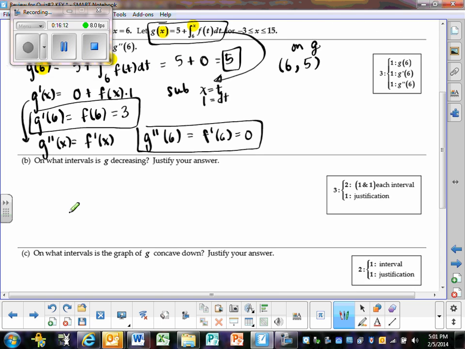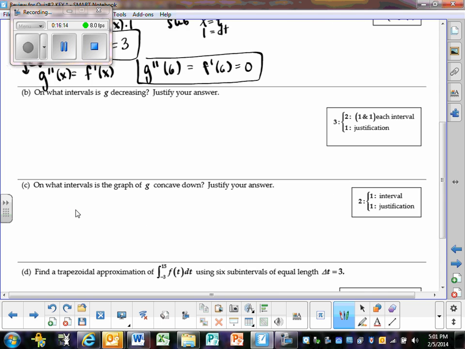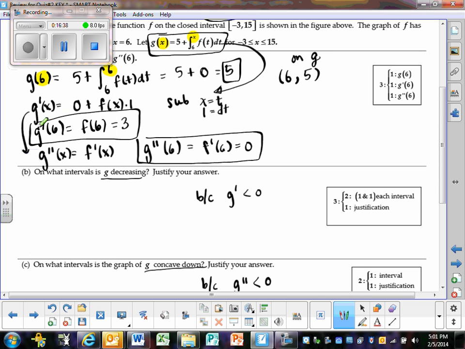So now the next part says, on what intervals is g decreasing? This is the part that's really important that you ignore the graph. Write down your reasons. g is decreasing because g prime is less than 0. For part C, g is concave down because g double prime is less than 0. We can then ignore the graph, look at what we wrote in part A. We wrote that g prime of x is equal to f of x. So we're actually looking at the y values of the graph.